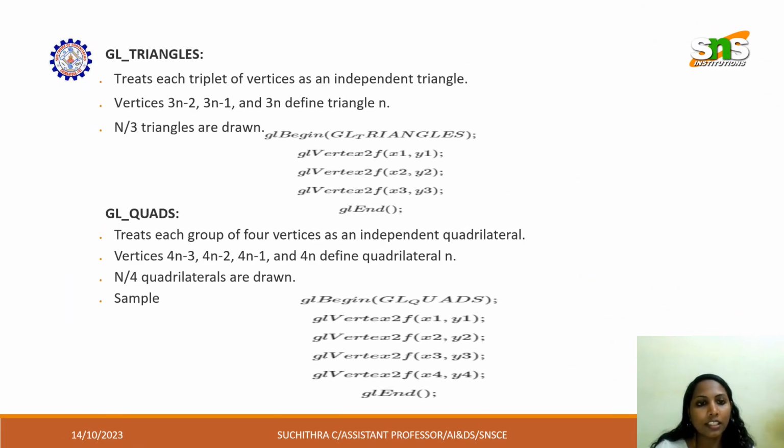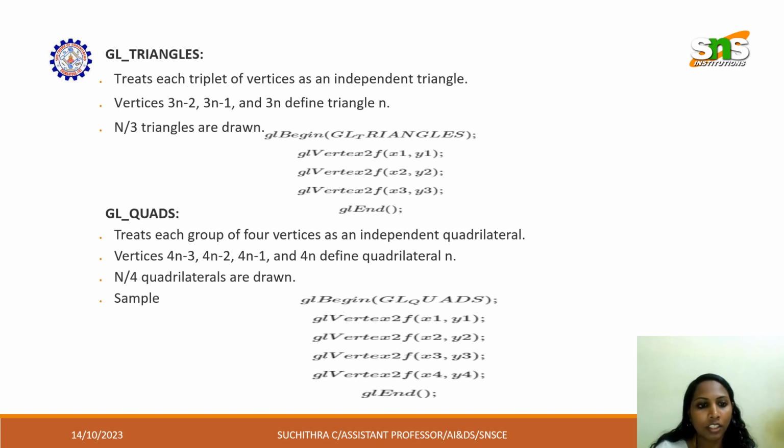The next one is GL_TRIANGLES. Treat each triplet of vertices as an independent triangle. Vertices 3n-2, 3n-1 and 3n define triangle n. n/3 triangles are drawn. glBegin(GL_TRIANGLES), that is triangle. How we will represent it: three lines will be joining, so we have to give three vertices. glVertex2f(x1, y1); glVertex2f(x2, y2); glVertex2f(x3, y3); glEnd().